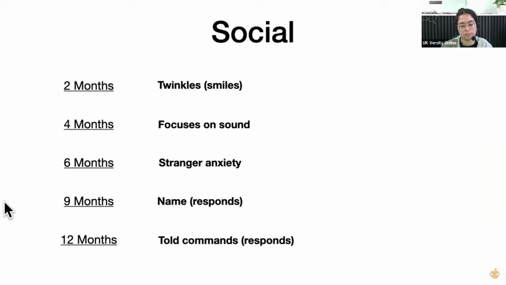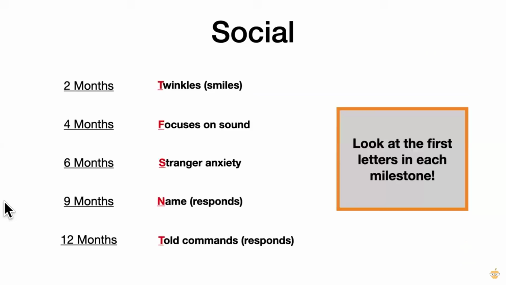So this is really easy to remember because you look at the first letter in each of these milestones. So at 2 months, they twinkle. At 4 months, they focus. At 6 months, stranger. At 9 months, name. And at 12 months, they can be told commands.